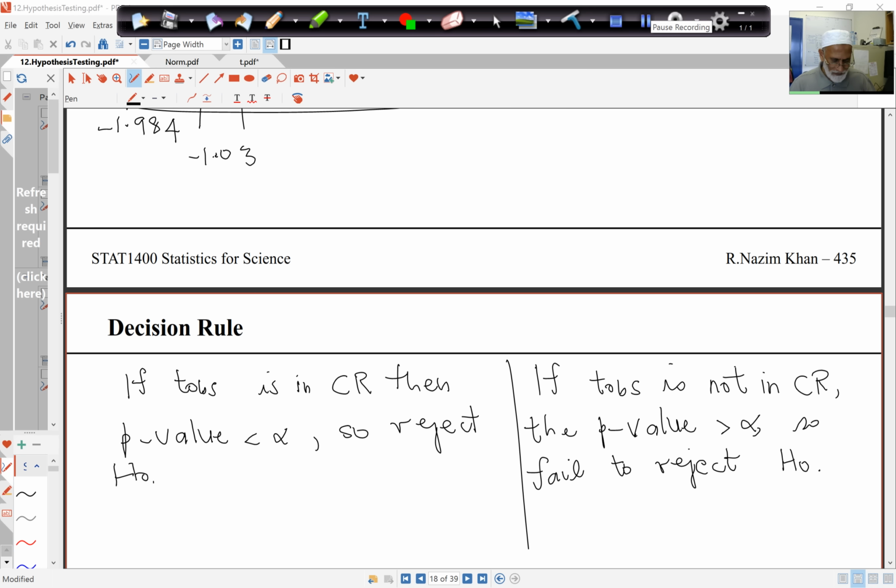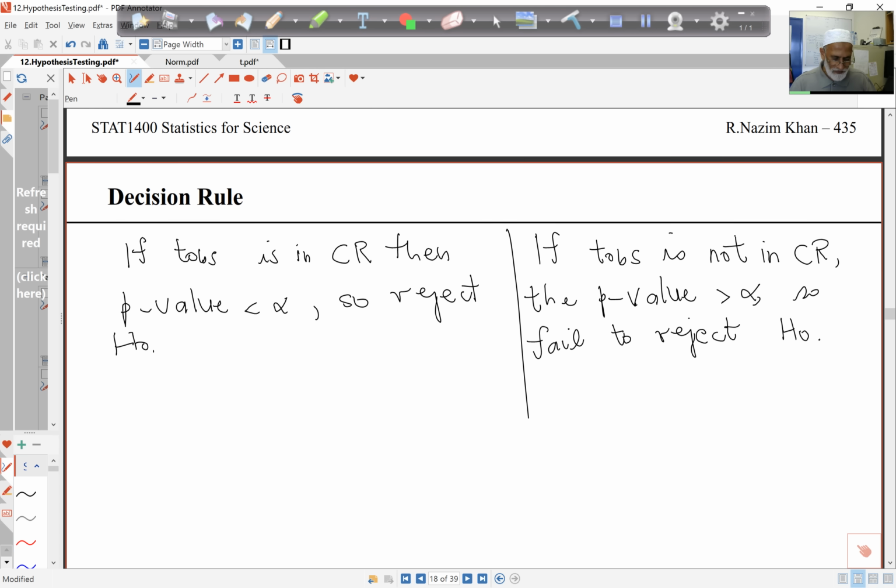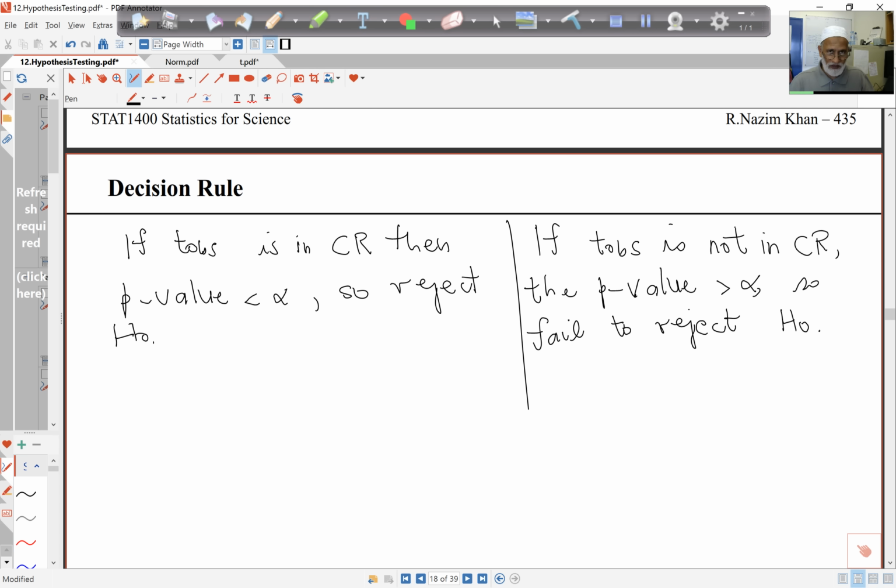So these are equivalent, but the p-value does give us more evidence. It gives us a size, if you like, of how far away we are from the null hypothesis. In other words, how extreme is our observation. And that's a good place to stop. We'll take it from there in the next lecture.